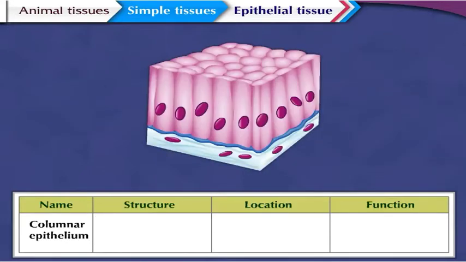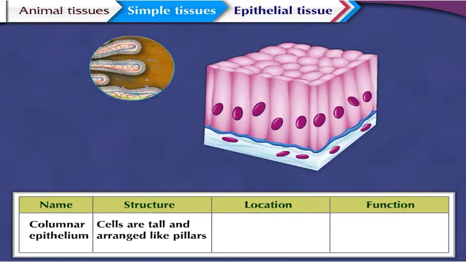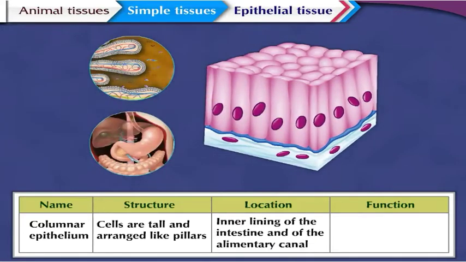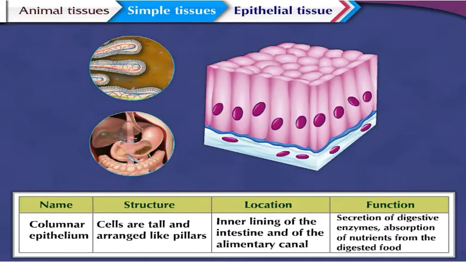Columnar epithelium. The cells of this tissue are tall and arranged like pillars. They are situated in the inner lining of the intestine of the alimentary canal. They secrete the digestive enzymes and perform the function of absorption of nutrients from the digested food.